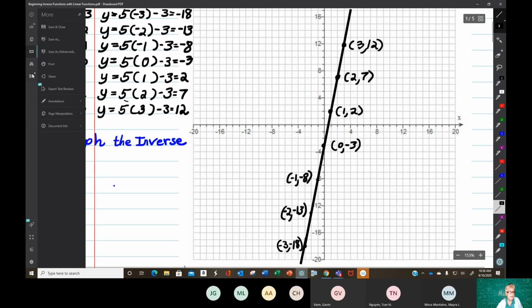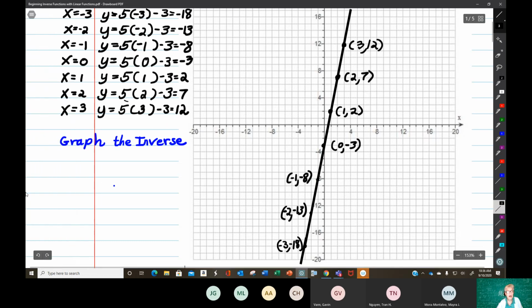I'm going to find the inverse of the function. I'm not going to find an inverse formula, not yet, but I'm going to graph the inverse because this is all the information I need. And this is so cool.